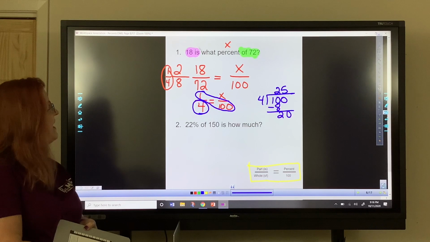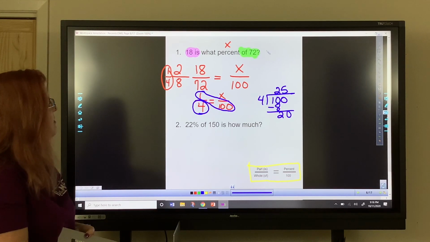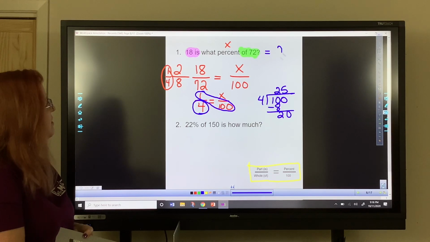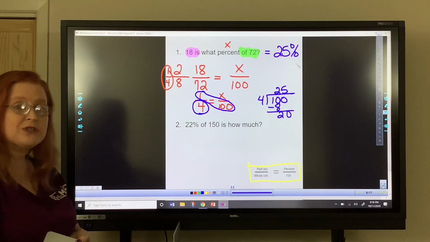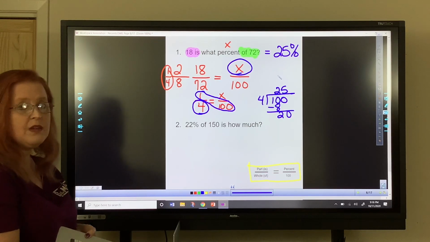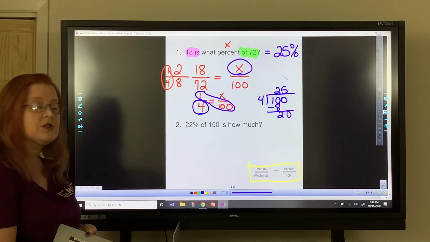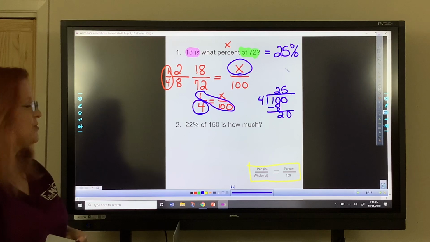And so 18 is what percent of 72? It would be 25%. And make sure you label your percent there because that's what we were looking for, our percent. So that's how you use the proportion. We're going to do some more.